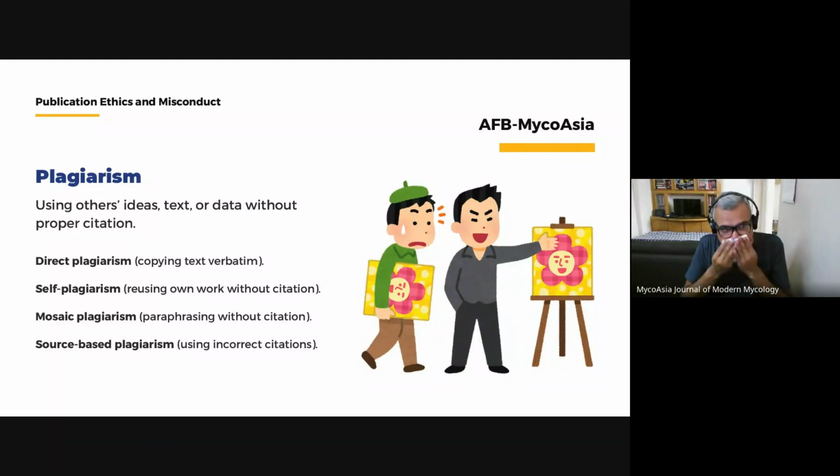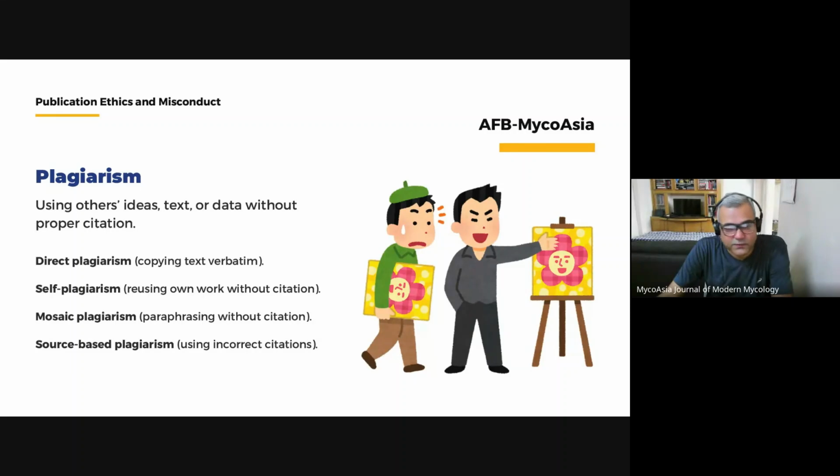Let's start with plagiarism. What is meant by plagiarism? Basically, plagiarism means using others' ideas, texts, or data without proper citation. Here you can see an example. This fellow is claiming that this beautiful painting is his, but the second fellow is already worried because the first fellow has actually copied his ideas, almost copied the painting actually. So this is a typical example of plagiarism, copying or using others' ideas, text, data without proper citation.